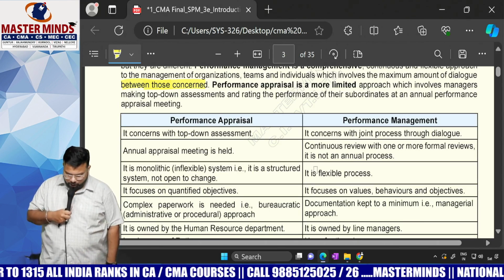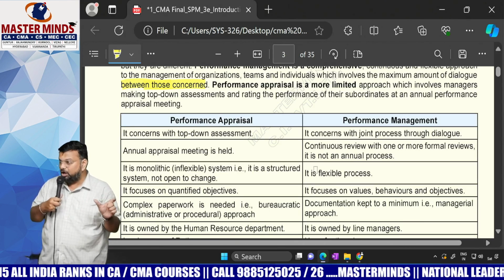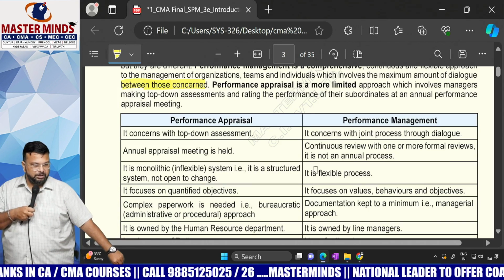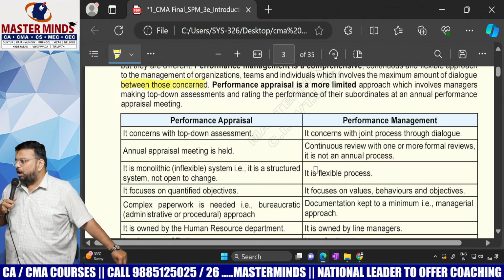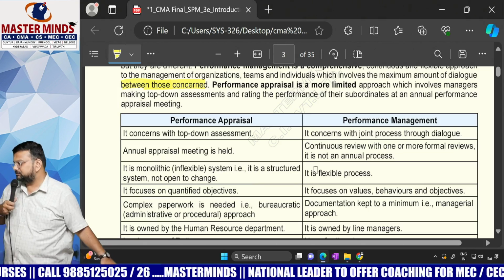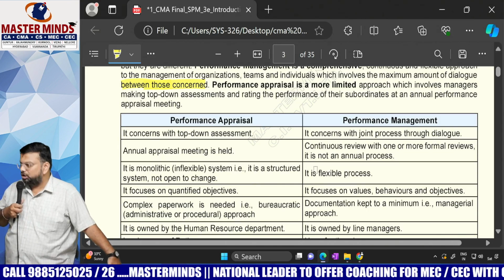Why is it called the bureaucratic approach? I have given you the meaning: bureaucratic means administrative or procedural. You can't skip any step. You have to follow each and every step in a proper format. Yes, it may take some time, but still you have to do it.